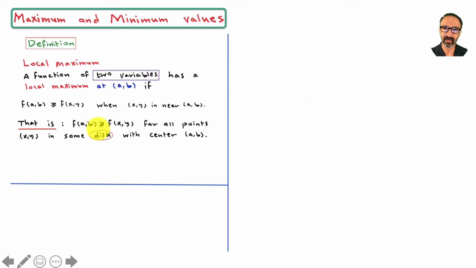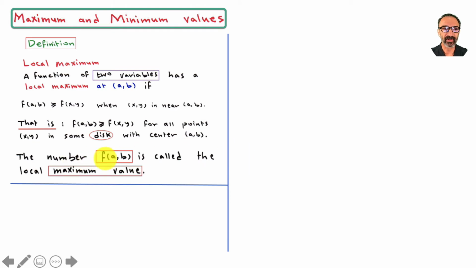That is, f(a, b) is greater than or equal to f(x, y) for all points (x, y) in some disk, like a filled circle including the boundary points, with center (a, b). The number f(a, b) is called the local maximum value.